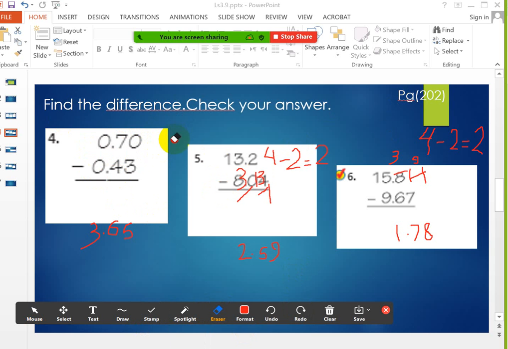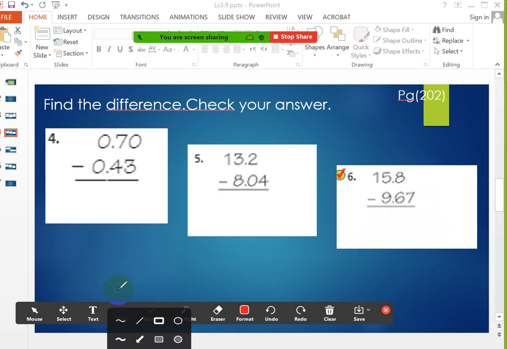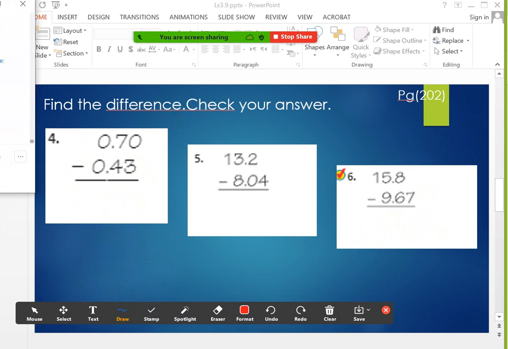Here it wants me to check whether my answer is correct or not. Okay, so let's start with number 4. I want to find the subtraction and then I want to check my answer. So let's start with the subtraction. I will do the first one and I will give you number 5 and 6.